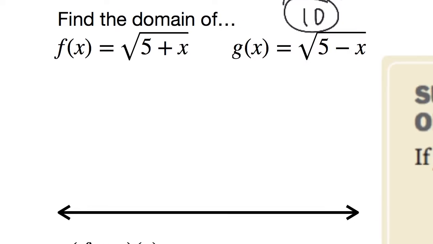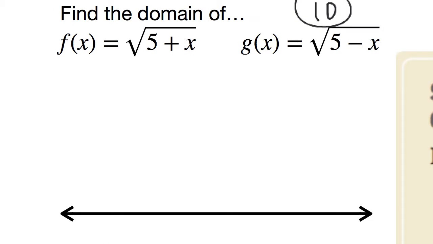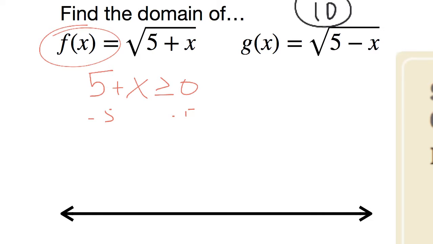Alright, let's find the domain of these functions individually. I'm going to color code them. So here the red function, we have to make sure that 5 plus x is greater than or equal to 0. Subtracting 5, not a big deal. We get x is greater than or equal to negative 5. We can even plot that, negative 5, and shading. All of these numbers will satisfy.